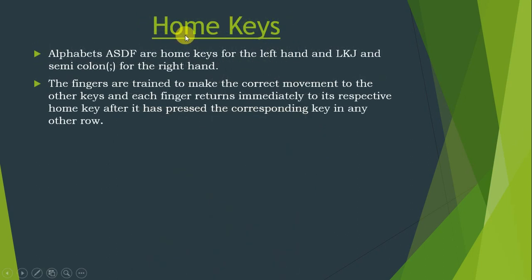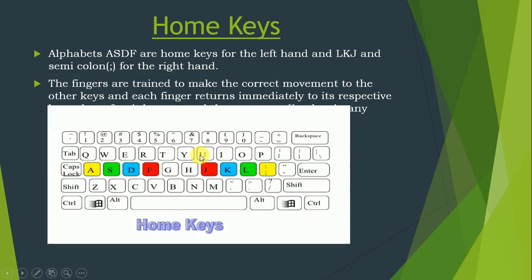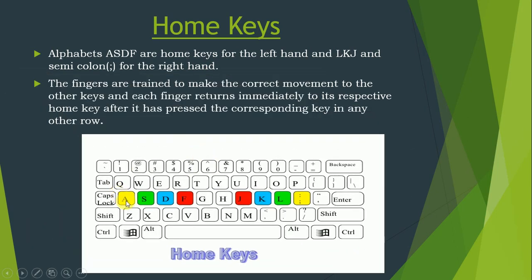Next is home keys. The alphabets A, S, D, F are home keys for the left hand, and J, K, L and semicolon are for the right hand. See, you can see here A, S, D, F, J, K, L, semicolon. So these are known as the home keys. So whenever you have to start typing, you are practicing the typing, first, your left hand should be on these 4 keys with your 4 fingers, and right hand should be on these 4 keys with your 4 fingers. We call them home keys also.